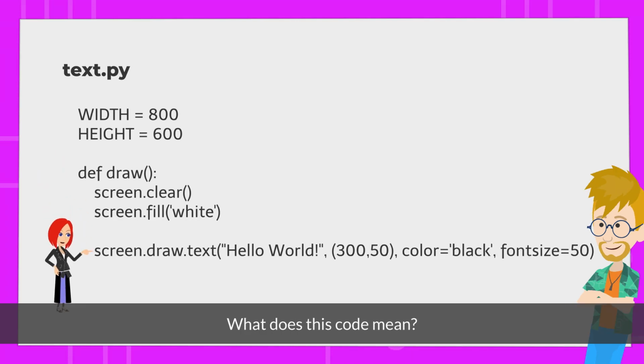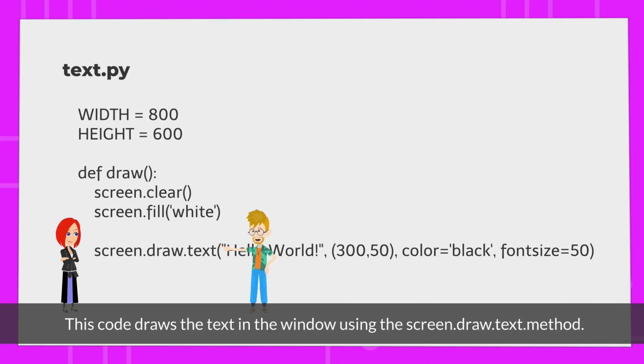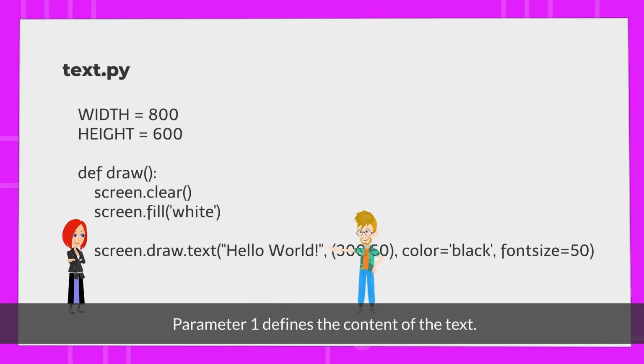What does this code mean? This code draws the text in the window using the screen.draw.text method. Parameter 1 defines the content of the text.